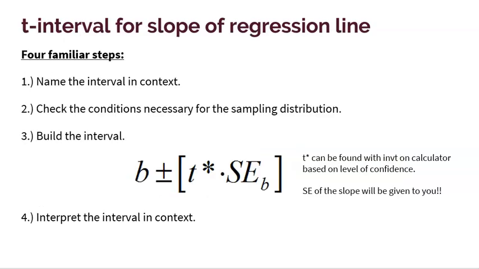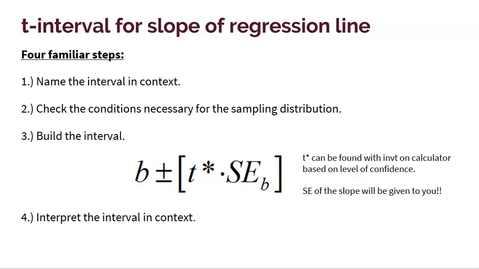All right. So here are the basic 4 steps. They're going to sound fairly familiar, and the formula to find a t-interval for the slope of a regression line. Number 1 is name the interval, which we'll go over here in a second. But again, I already said it's a t-interval for slope. Number 2 is check the conditions necessary for the sampling distribution. There are actually a little bit more conditions here that we will go over in a moment. Number 3 is to build the interval.